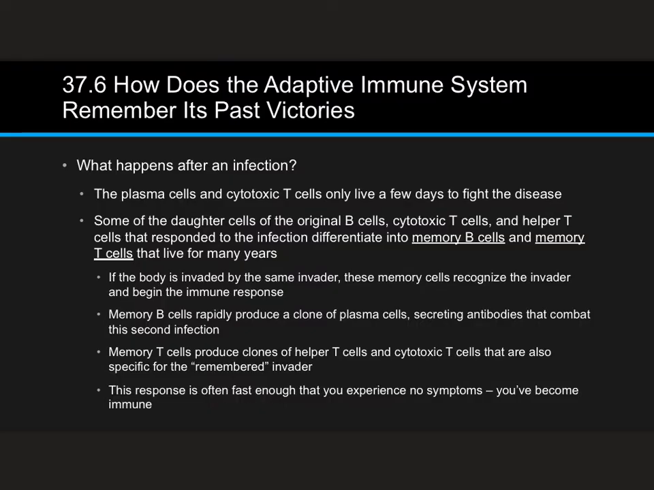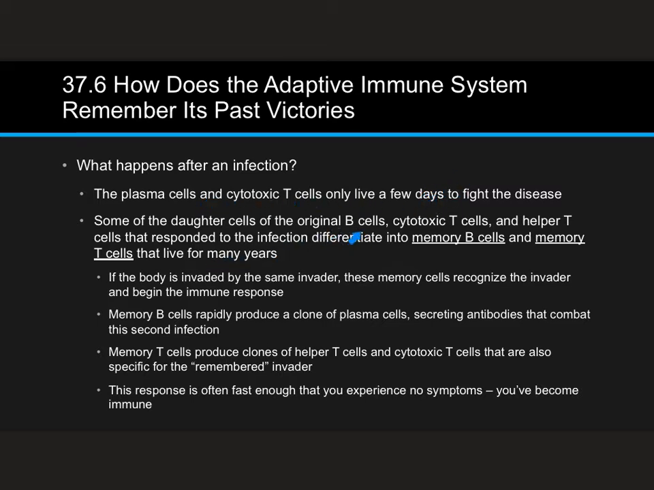Okay, so 37.6 is going to be about how the adaptive immune system responds and remembers its past victories, so things that it's actually beaten before. So what happens after you get an infection? Originally, those plasma cells that were releasing antibodies and cytotoxic T cells, the ones that were fighting off that particular disease, only live a few days, so they die off. It's not like you just have these things sitting around forever.